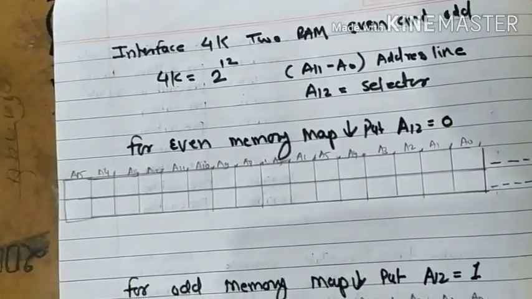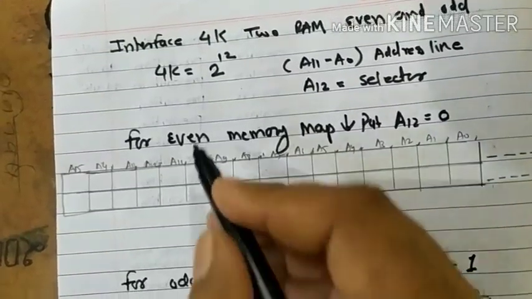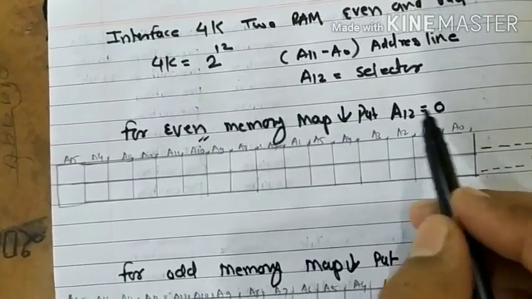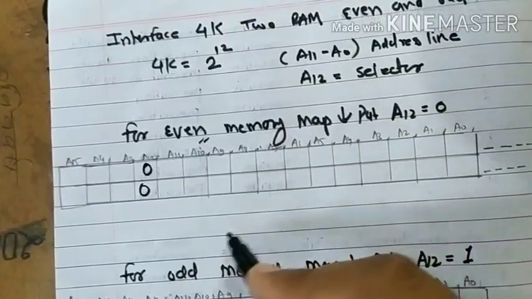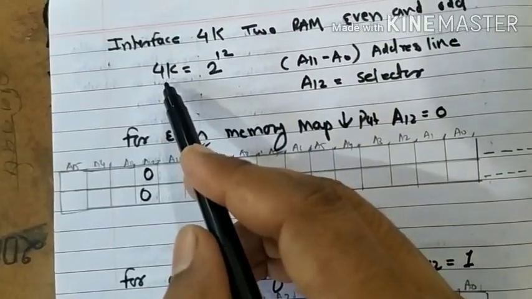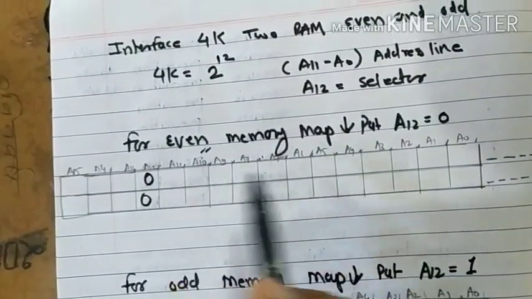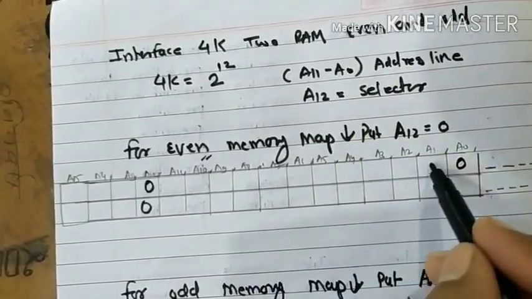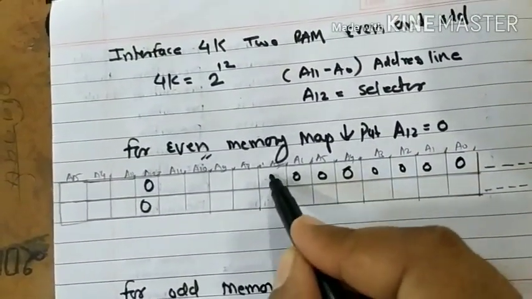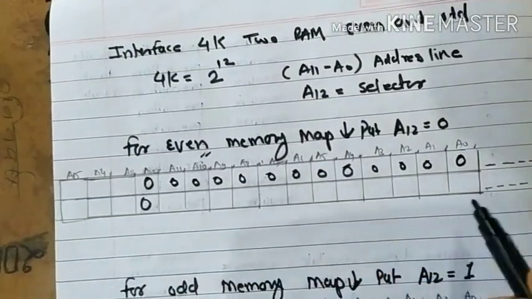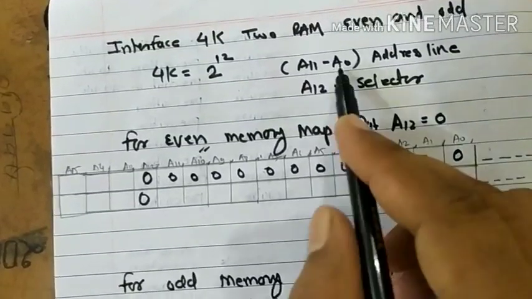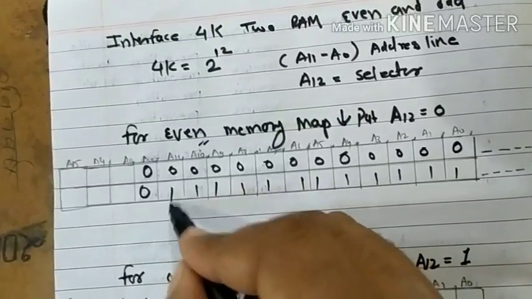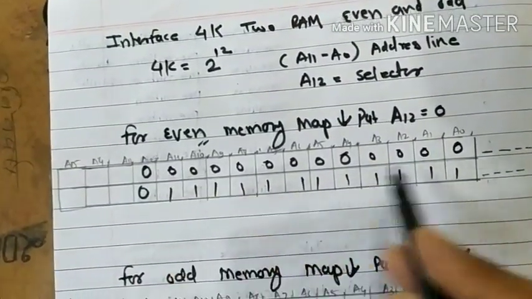We know if we want to find the memory mapping table for even, consider A12 as a selector, and always we put A12 equal to 0 for the even memory bank, and the size of the memory bank is 4K. So we put A12 equal to 0. For finding the starting address, we put 0 from A0 to A11. For the ending address, we put ones from A0 to A11. In this way, we put the zeros and ones.